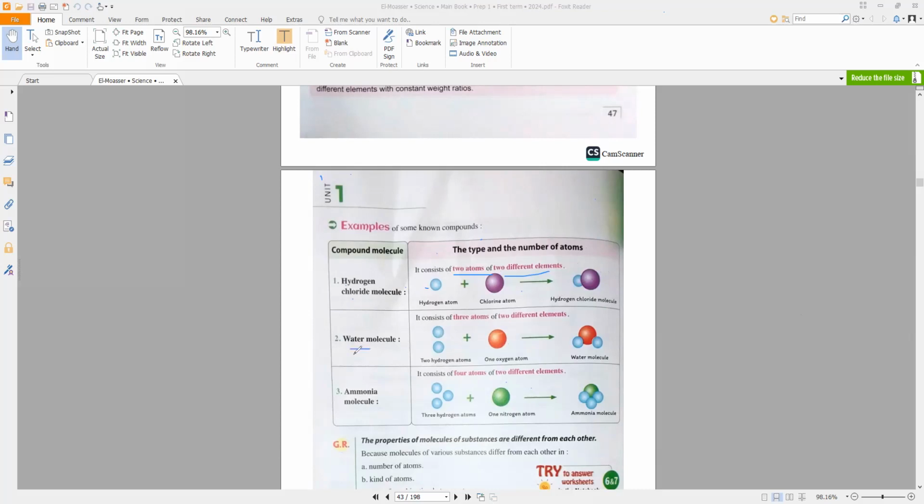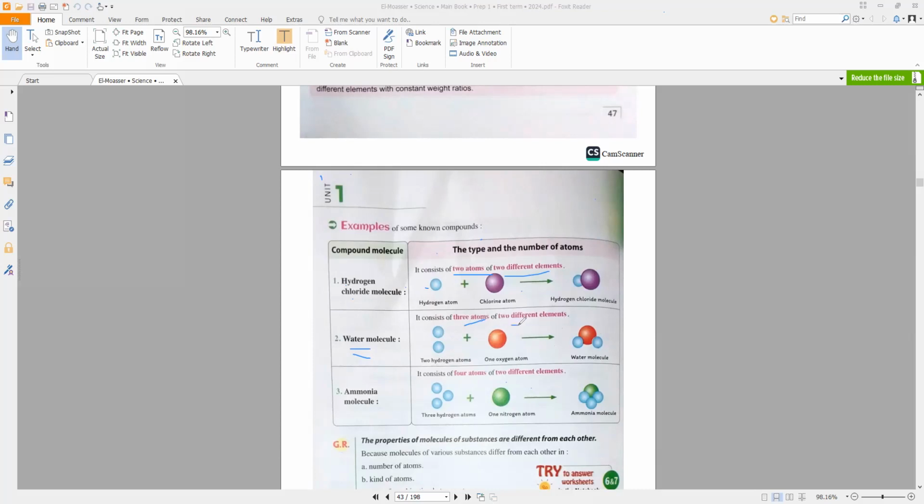Another example, the water molecule. A water molecule consists of two hydrogen atoms and one oxygen atom. So it consists of one, two, three atoms. It consists of three atoms. Why? Two from hydrogen and one from oxygen. So they are three atoms of two different elements.